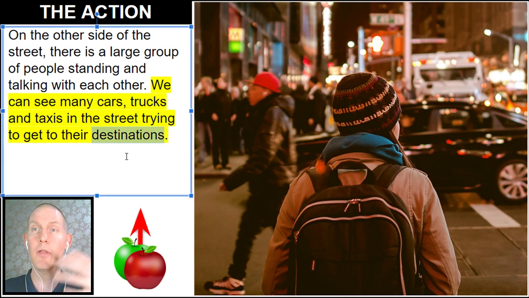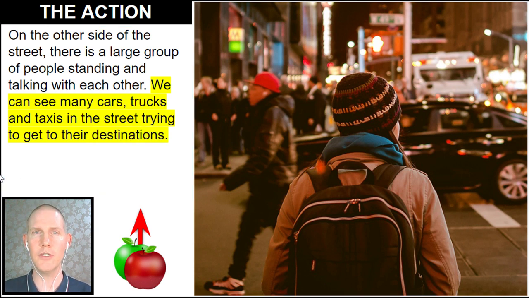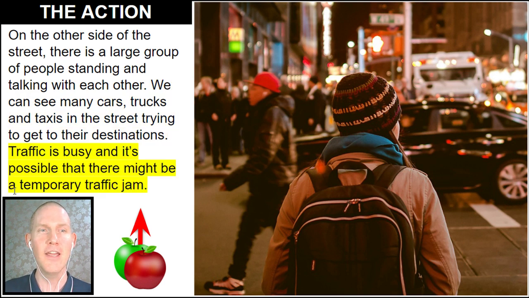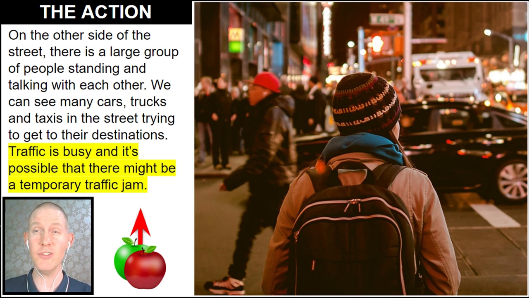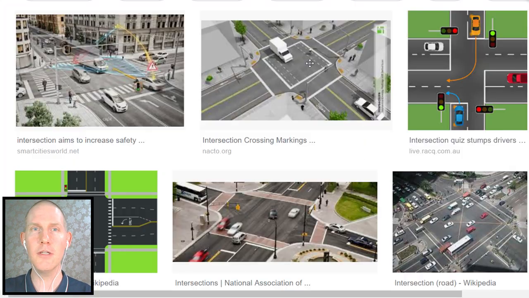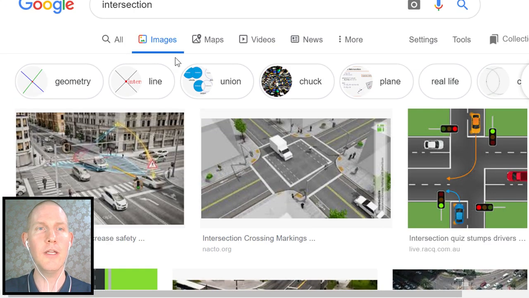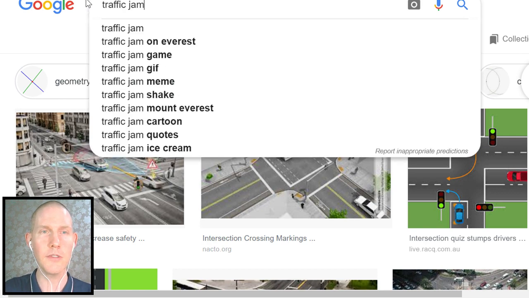Destination is the place that you're traveling to, right? So if you're going to take a trip to Las Vegas, then your destination is Las Vegas. It's where you're going. Traffic is busy, and it's possible that there might be a temporary traffic jam. All right, traffic jam. So exciting and frustrating. I imagine everyone here has probably been in a traffic jam at some point.